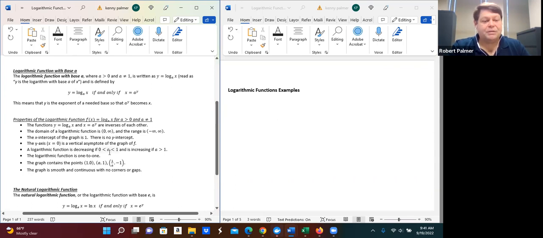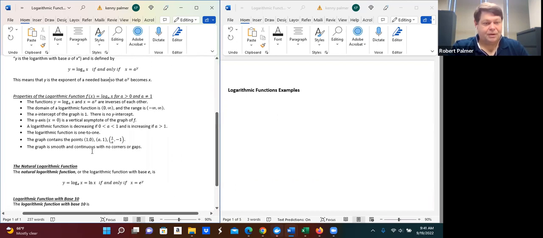And then a logarithmic function is decreasing if a is between 0 and 1, and it's increasing if a is greater than 1. The graph also contains these 3 points, and the graph is smooth and continuous with no corners or gaps.